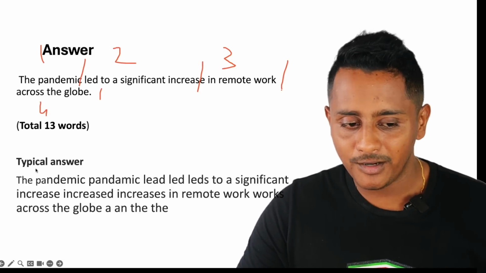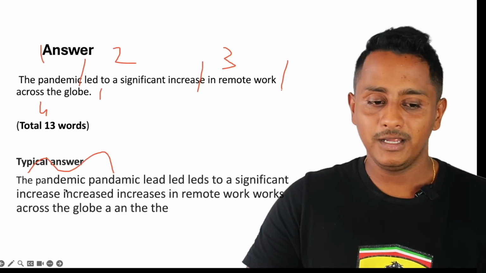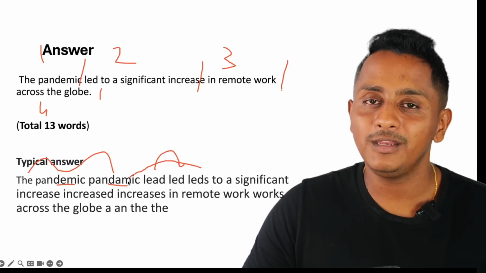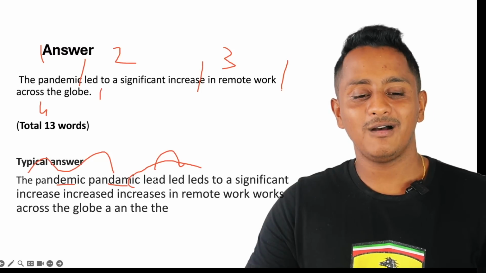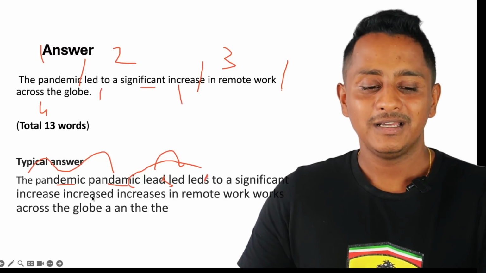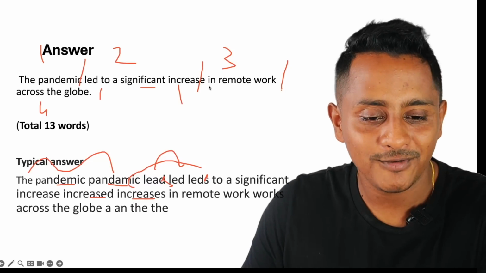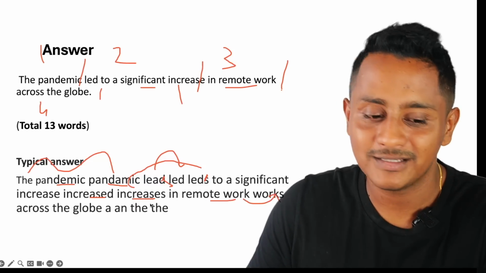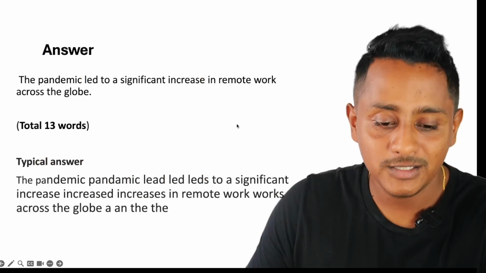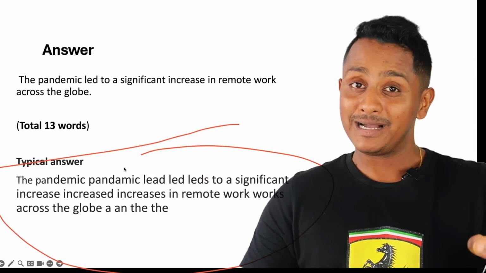But while writing, you can write the pandemic, TEDA. Led, spelling problem, all 3 you write. Lead, led, lets, or leads. Let's is wrong. To a significant increase, increased, increases, anything you can write. Remote work, works, across the globe, and the. In this way you can write. This one also will give you full marks.